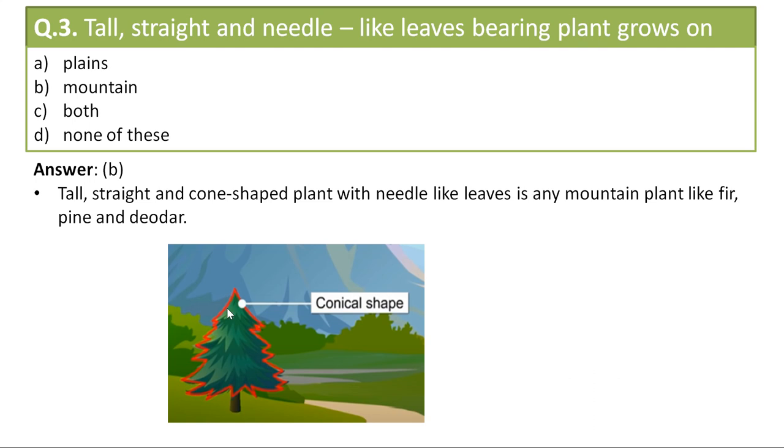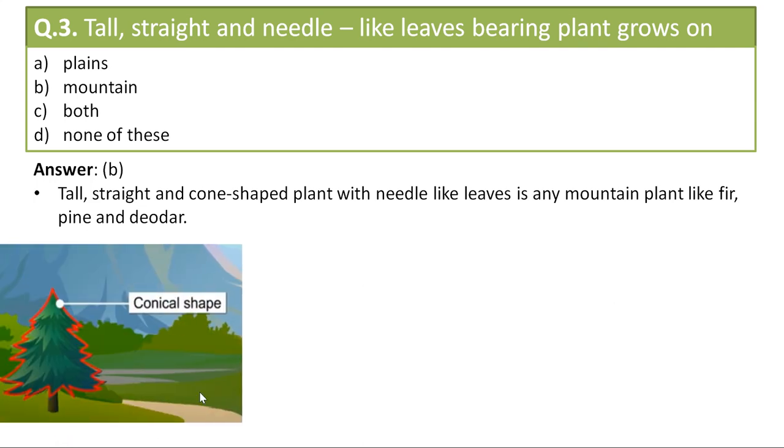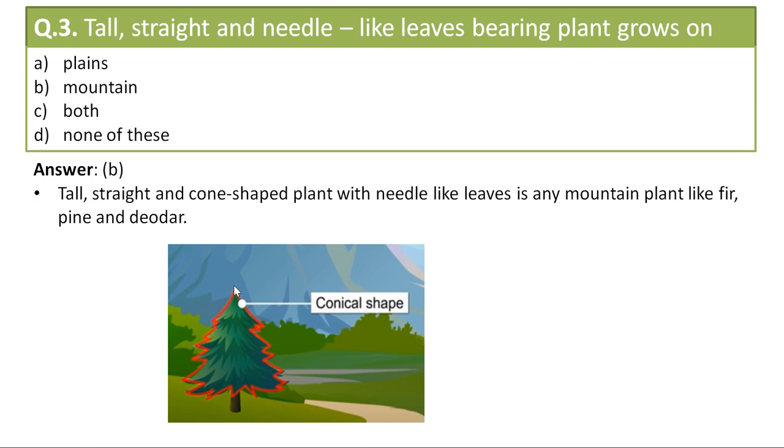You can see here, this is an image of a pine tree and it is conical in shape and it is tall and straight as well. Why? Because in case of any snow on mountains, the snow falls on the top and can quickly slide down. Whereas, if there was no conical shape, the snow would have rested on the leaves of the tree. So, these trees have adapted to the conditions of the mountains and they are tall, straight and conical shaped.